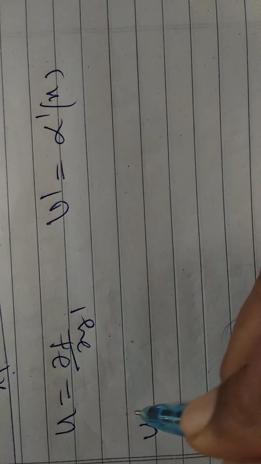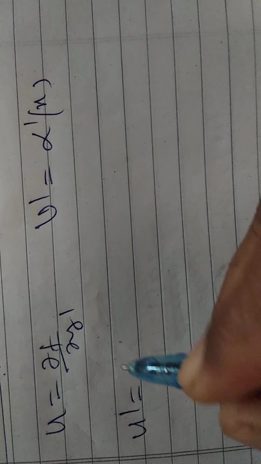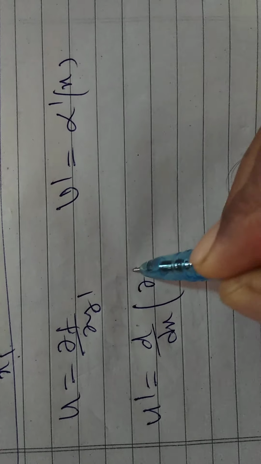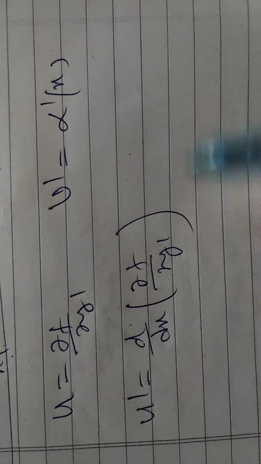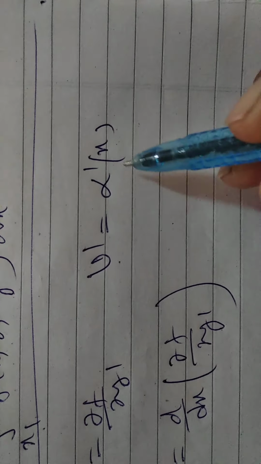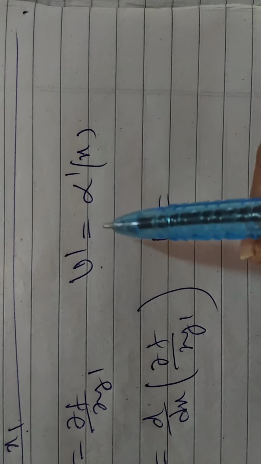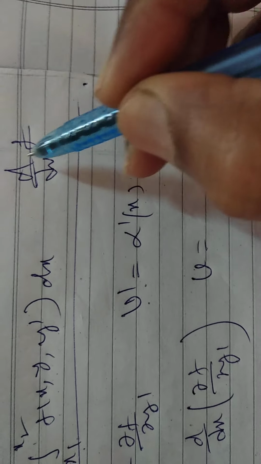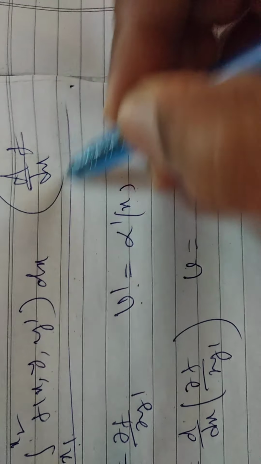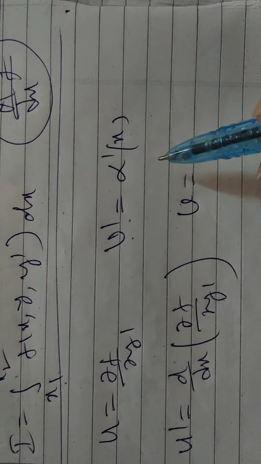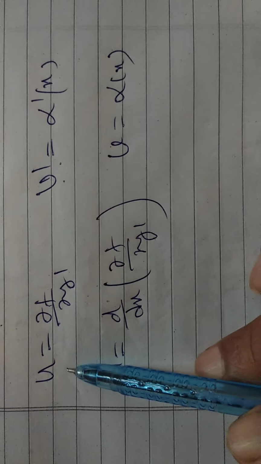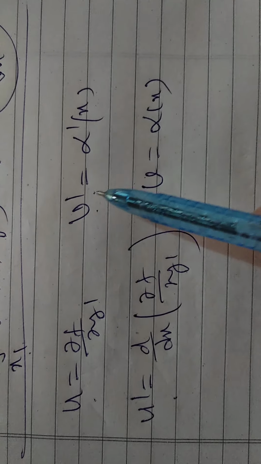Now we want u dash. So u dash means what? du/dx. That means you have to write d/dx of ∂f/∂y', the same thing. And v dash is equal to alpha dash of x. How to get v? Suppose df/dx, how to get f? f means you have to integrate. So what is the integration of alpha dash of x? Then we will get alpha of x. So now we got u dash, v dash and v.